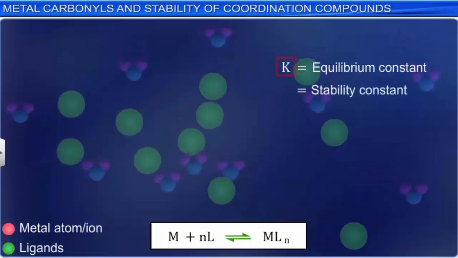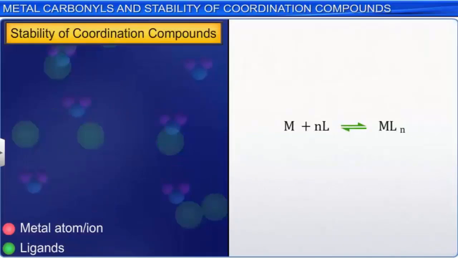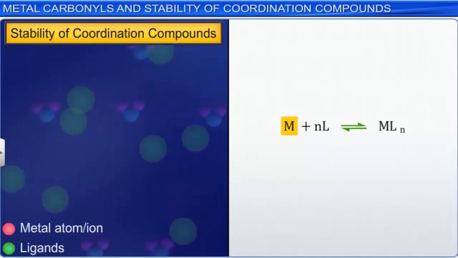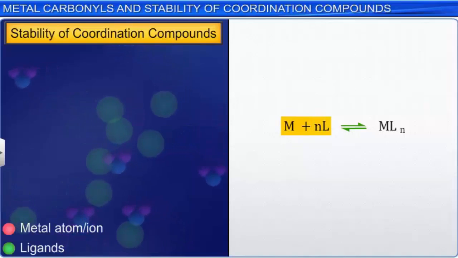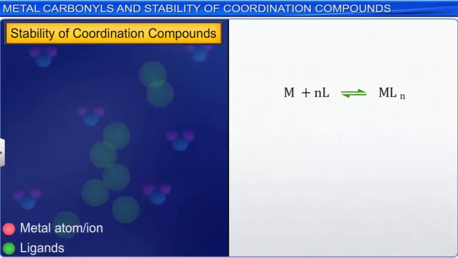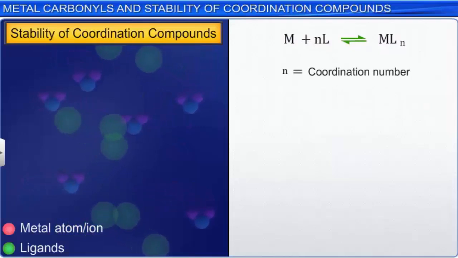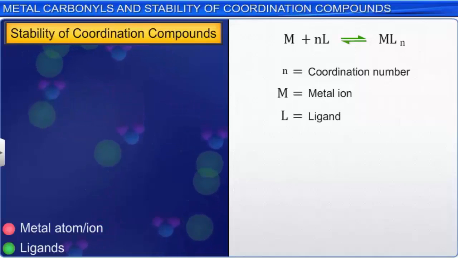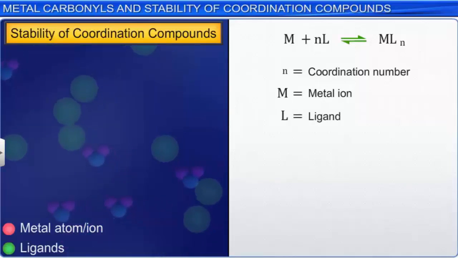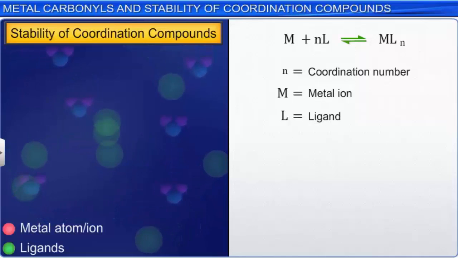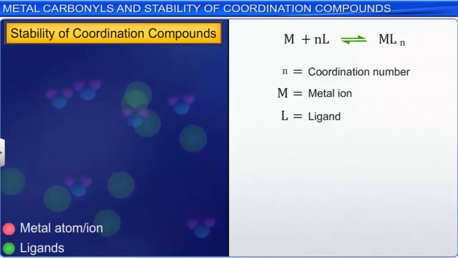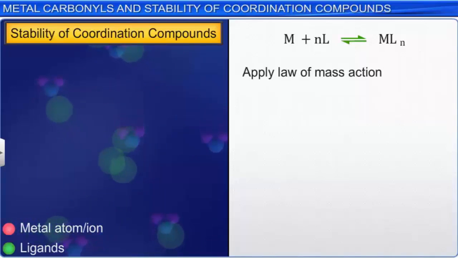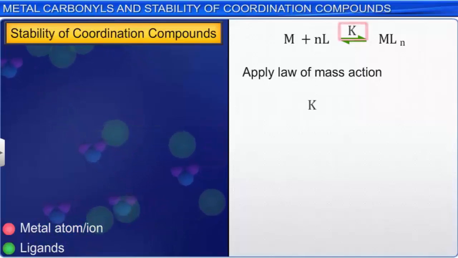The reaction between the metal ion and the ligand may be represented as M plus nL in equilibrium with MLn, where n represents the coordination number of the metal ion M for the ligand L. Note that the charges are omitted for the sake of generality. Now, applying the law of mass action to this equilibrium, we get K is equal to the concentration of MLn divided by the concentration of M multiplied by [L] raised to the power n.